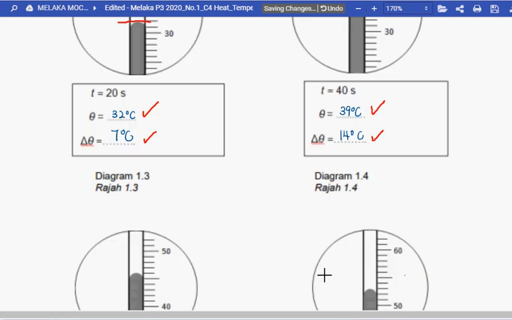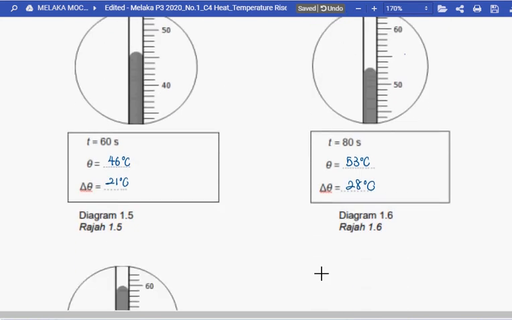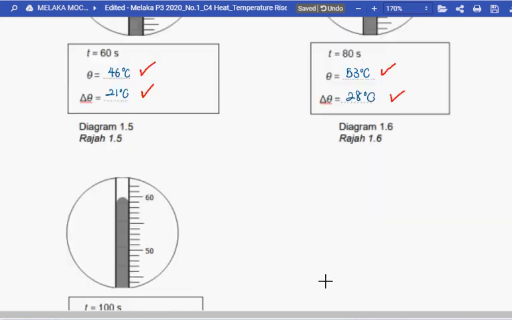Okay, we check down here. Same method. Get the reading of the thermometer. So this is 40, 45, this is 46. All right, so this is correct. And then 46 minus 25, you get 21. Press the calculator. And then here is 50, so get this reading. 50, 1, 2, 3, so 53. This is also correct. 53 minus 25 is 28 degrees Celsius. So make sure all the time you write the unit.